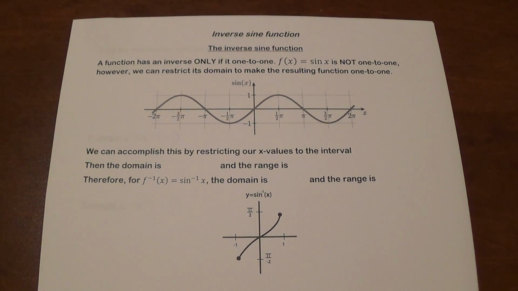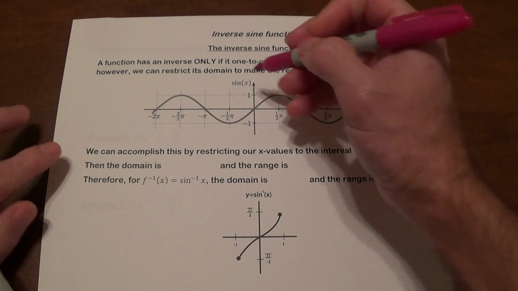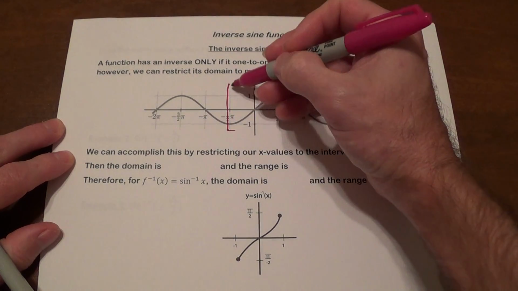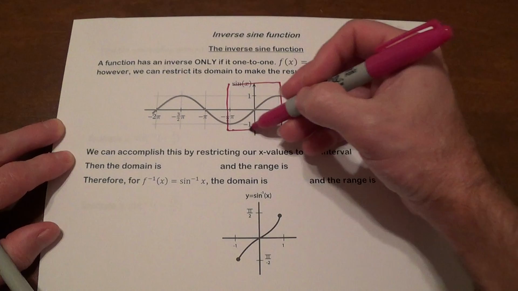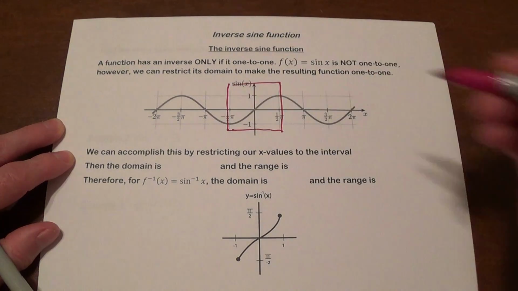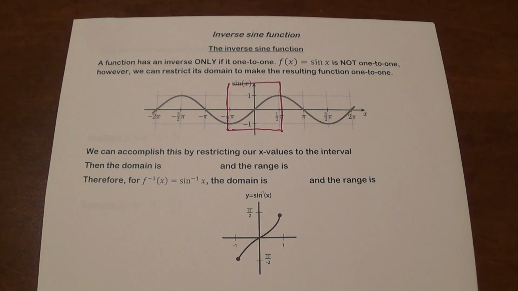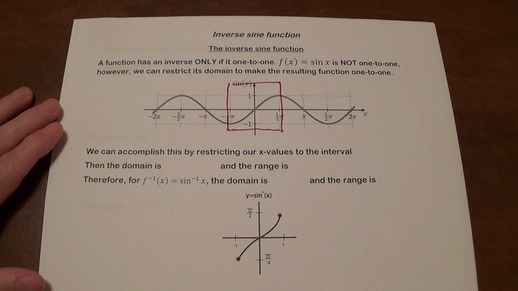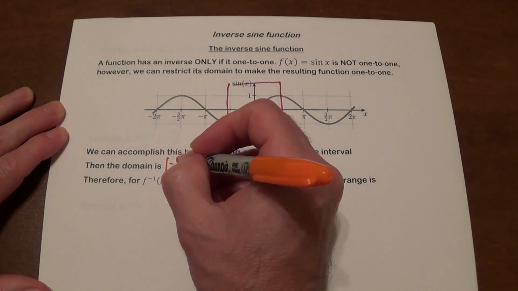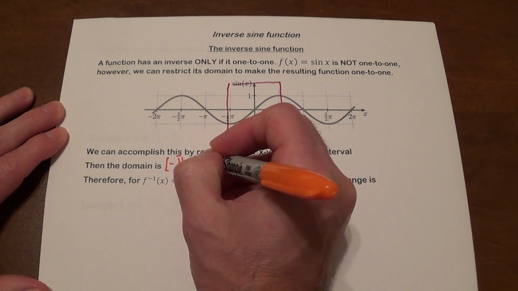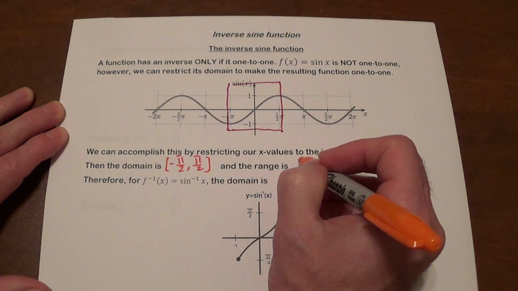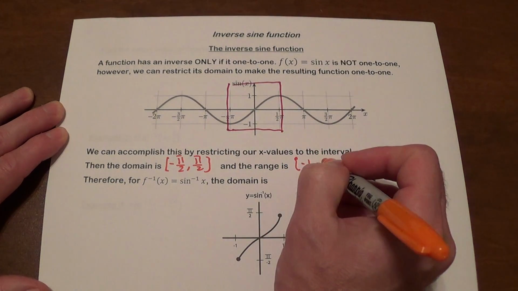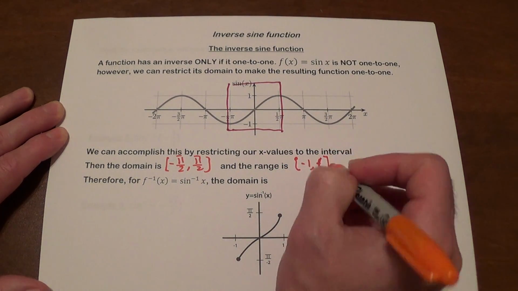However, if we restrict our graph, our domain, to only this portion here, then this part of the graph has one-to-one relationship. The reason we can do it is because of the periodic behavior of sine function. So the domain then is going to be from negative pi over 2 to positive pi over 2, and the range obviously is going to be from negative 1 to 1.